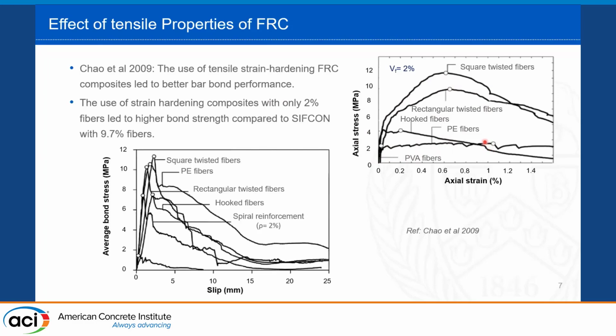By doing pull-out tests on these specimens, they found that these three materials that had the highest strain capacity showed the best bond strength. They showed around 50% higher strength compared to the specimen with just spiral reinforcement. So here, replacing the spiral reinforcement with 2% fibers led to much higher bond strength. They also showed higher bond strength compared to slurry infiltrated fiber concrete, or SIFCON, with 9.7% fibers. So the main finding here is that the strain capacity of the composite itself provides much better bond strength with the steel rebar.